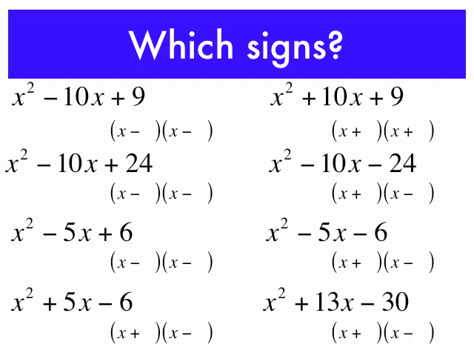So take a second and look at those. If I have a positive for the last term, I know I have two positives or two negatives. I then go to the middle term to figure out which one. If I have a negative for the last term, I automatically have one positive and one negative. Now we're going to go on and factor each of those polynomials in the next video.